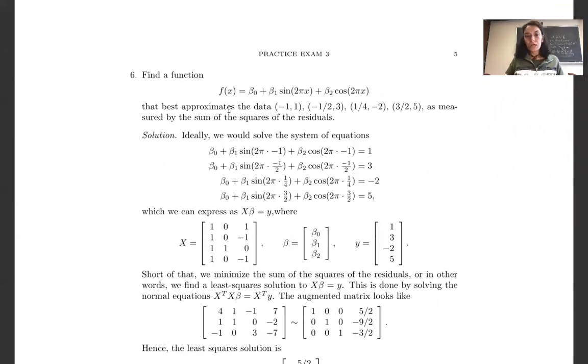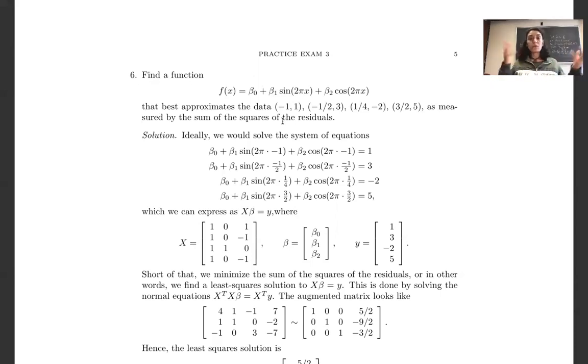The other question is a kind of application of least squares problems. If you remember, we said the least squares problems have an application into real world problems, especially this kind of stuff is used especially in statistics or in data science.